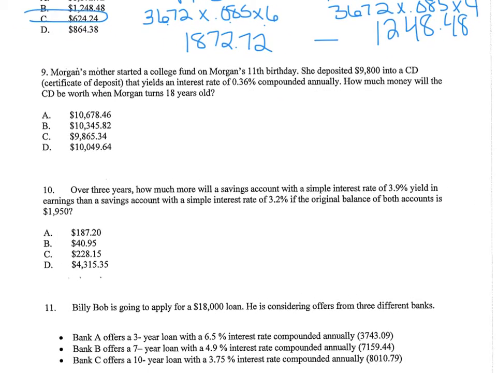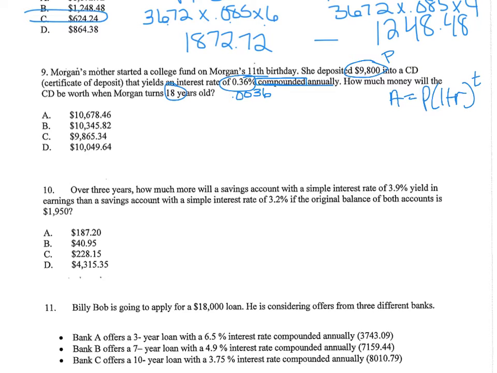Number 9, Morgan's mother started a college fund on Morgan's 11th birthday. This is important. She deposited $9,800 as the principal into a CD that yields an interest rate of 0.36%. I'm going to go ahead and divide that by 100 so I don't get confused. So 0.0036. And then it says compounded annually. I'm going to focus on the word compound, and that tells me I'm going to be using the compound interest formula. How much money will the CD be worth when Morgan turns 18 years old?